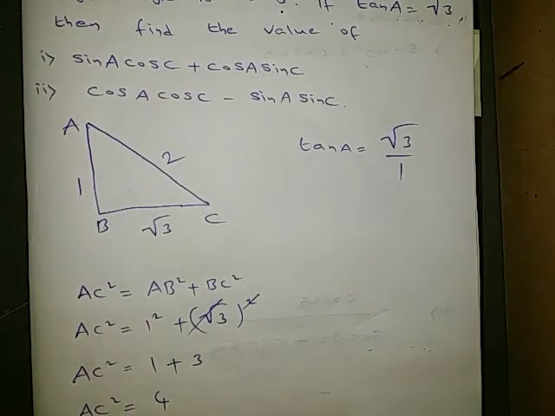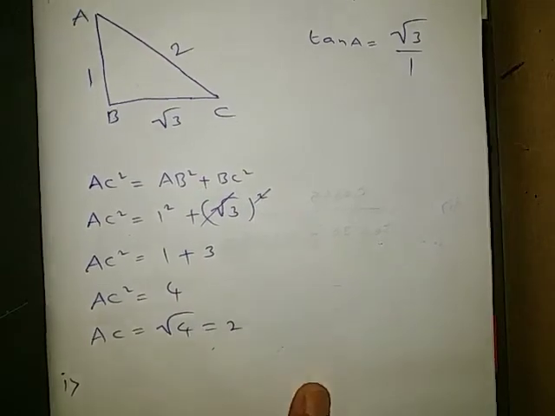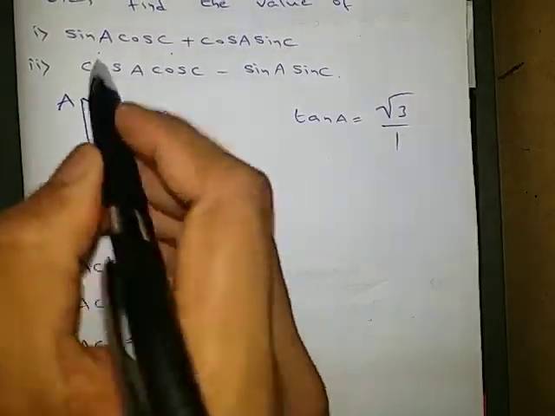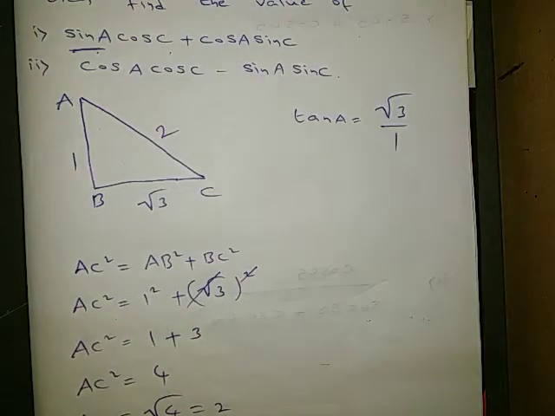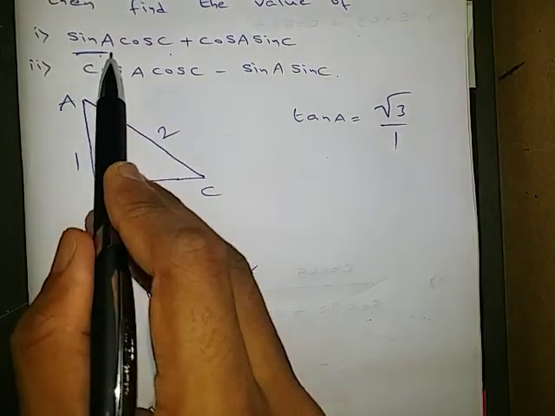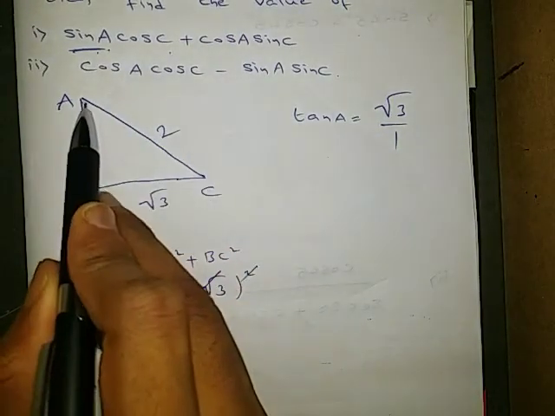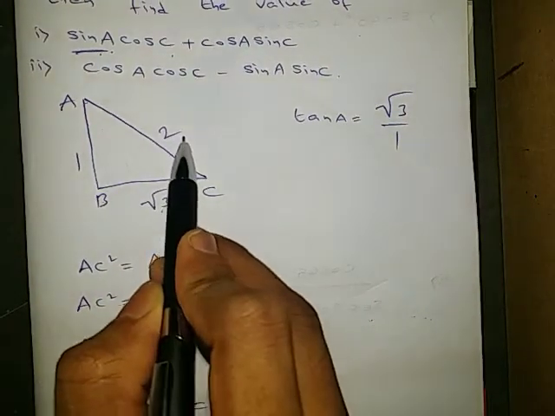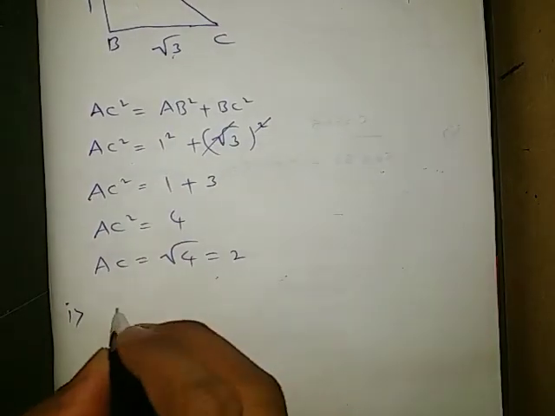Then he is asking two questions. Let us see that again. The first question is sin A into cos C. Sin is nothing but opposite by hypotenuse. Here he is mentioning angle A, so let us discuss that angle A particularly. So for angle A, opposite is root 3 and hypotenuse is 2. So we will get root 3 by 2.